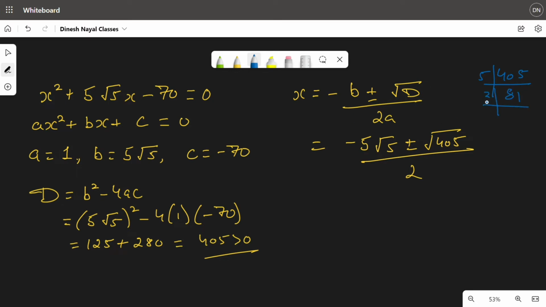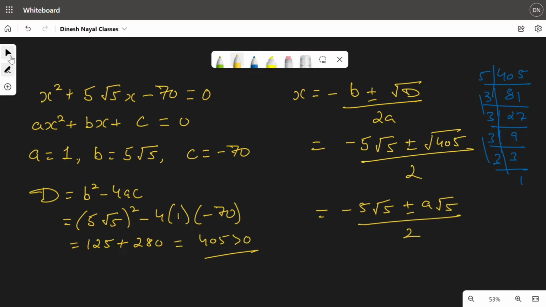That's 81. Now this goes 3 times, so this will be 27. 81, this will be 27. This again goes 3 times. This will be 9. We know 9 is 3 into 3. So see, there are 2 pairs that we are getting of 3. So we write 3 into 3, 9. And 5, which is not the pair, we write under root 5. So 9 root 5. So -5 root 5 plus minus 9 root 5 by 2.